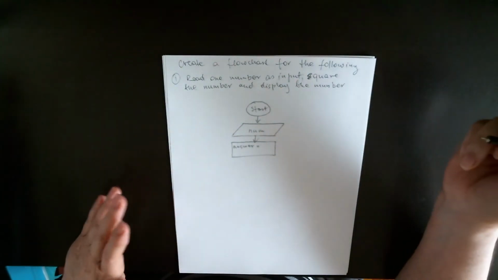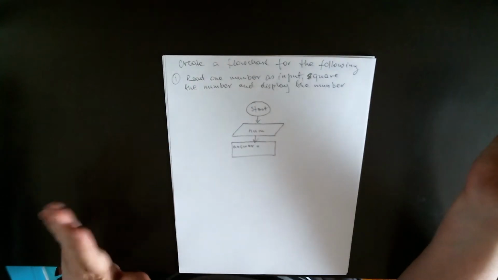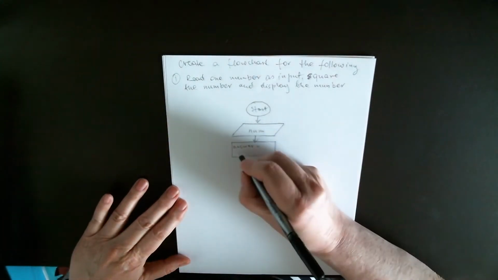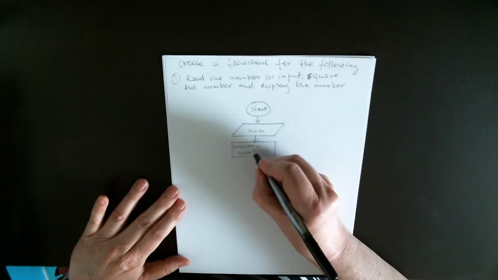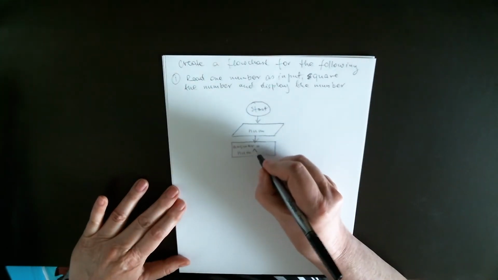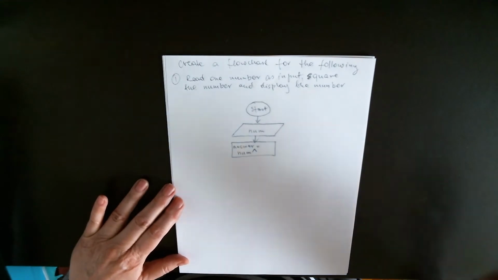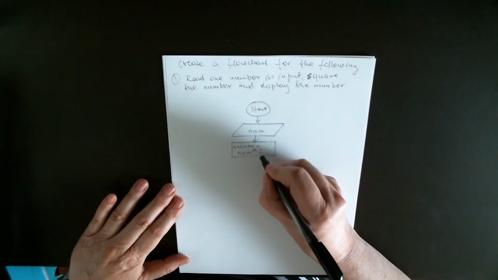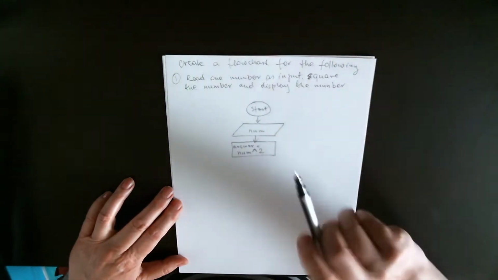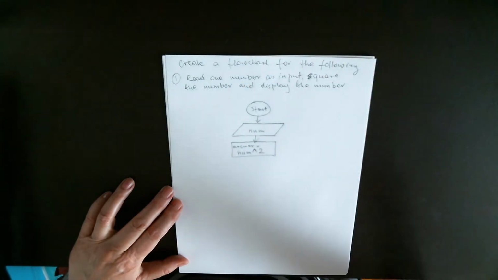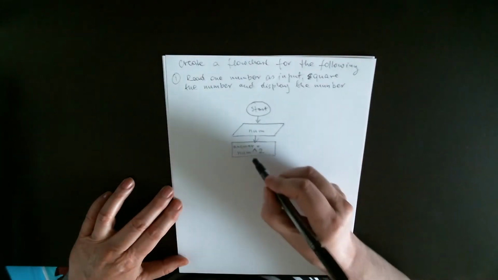So how are we going to do it? We can write it down number times number, or we could put num and then circumflex. Yeah, that looks like a little hat. And then we are going to put number 2 because it's squared. Good. So we read one number as input, we squared the number, and now guess what? We need to display the number.